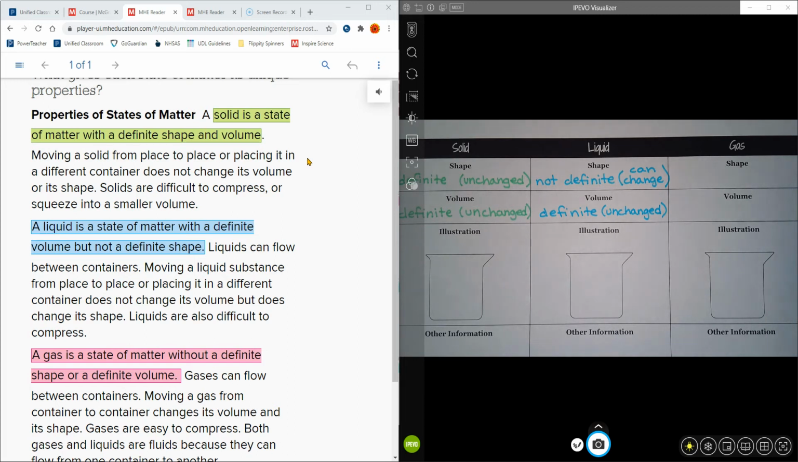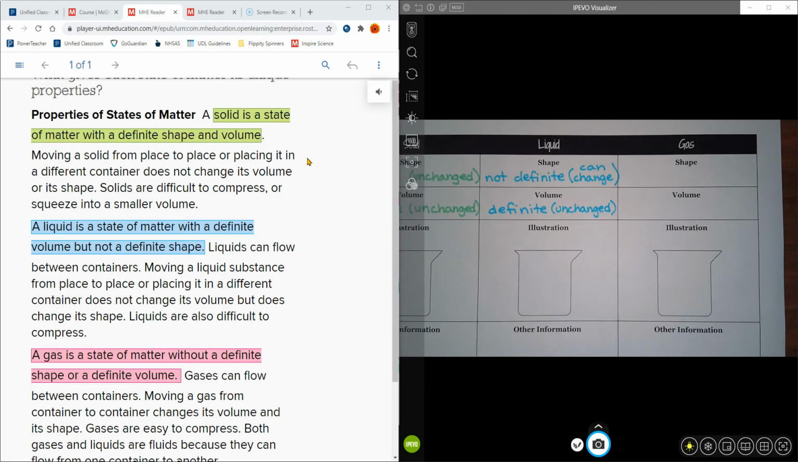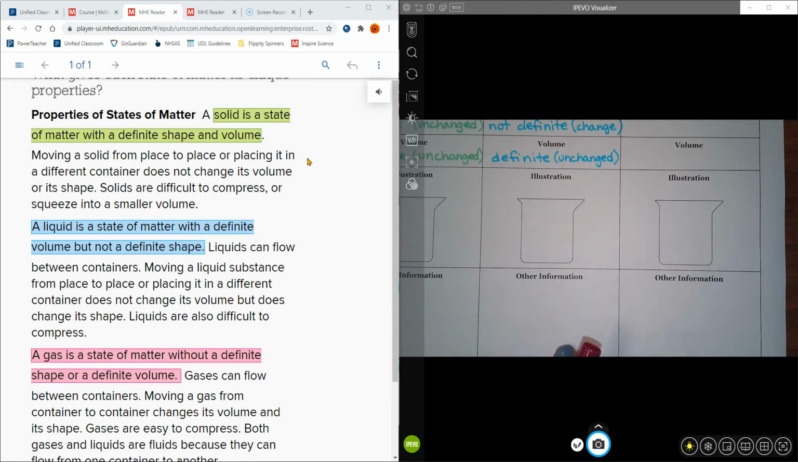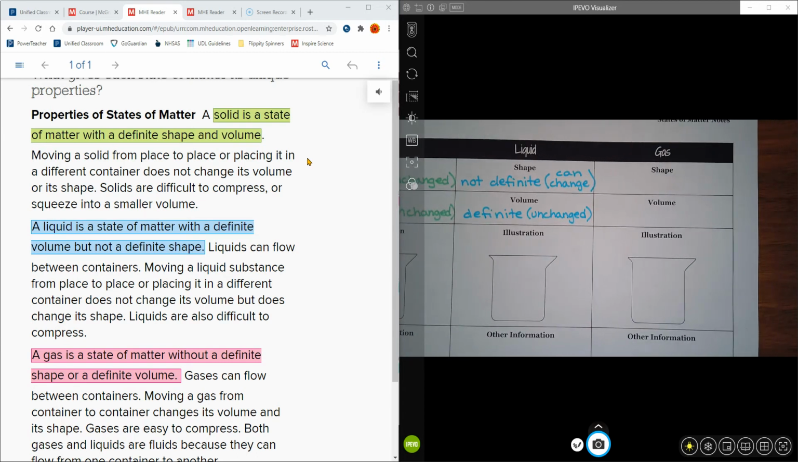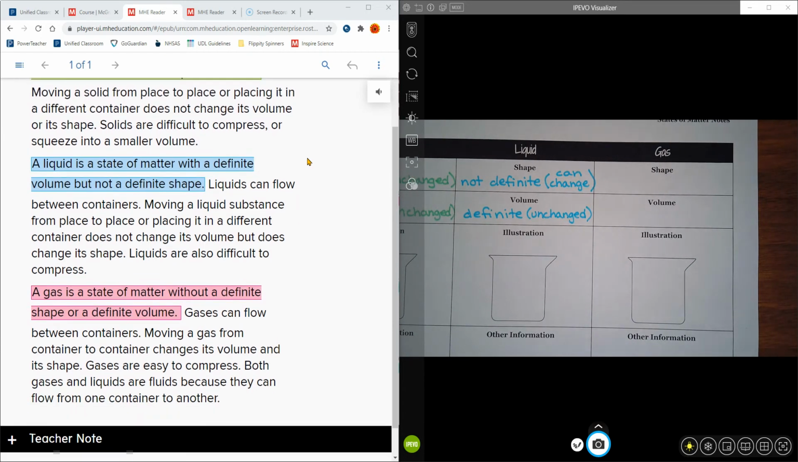The last column we're going to work in for now is the gas column. We'll save illustration and information about liquids for a moment. The last paragraph in the workbook says, a gas is a state of matter without a definite shape or a definite volume. Gases can flow between containers. Moving a gas from container to container changes its volume and its shape. Gases are easy to compress. Both gases and liquids are fluids because they can flow from one container to another.